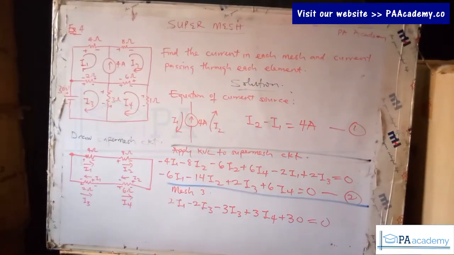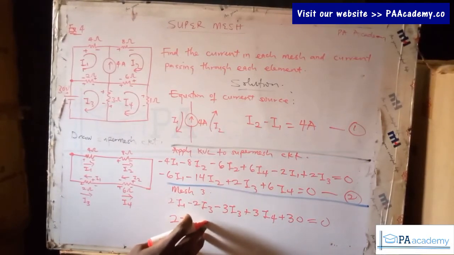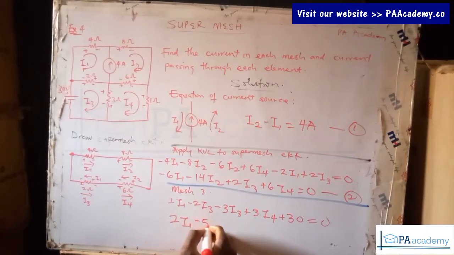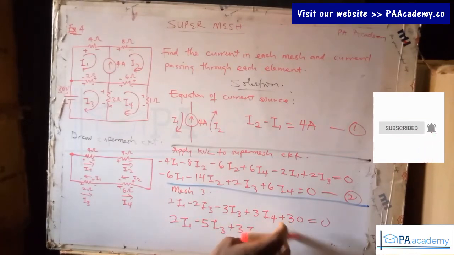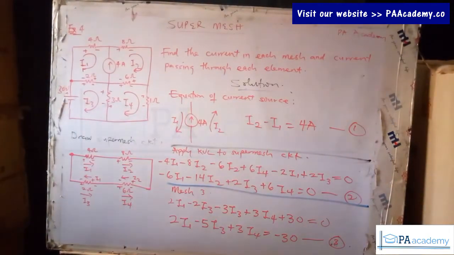So let's simplify this. So I1, we're having 2 I1. Is there any I2? It seems there's no I2 here. So let's go to I3. We are having -2 -3, that will be -5 I3, then plus 3 I4, and then this 30, let's take it to the other side of the equals sign, it becomes -30. And this is our equation 3. So we are not done yet. This is -2 I1 -5 I3 plus 3 I4 equals -30. This is our equation 3.